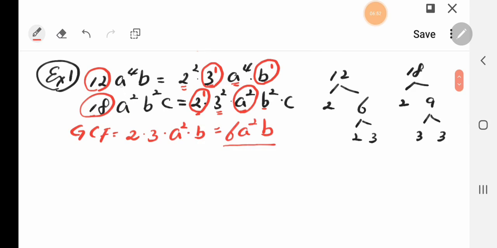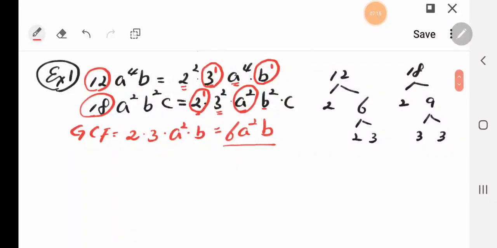And the variable a, as you see, a squared is smaller than a to the 4th power, so select a squared. And then for the common factor b, there's only one b, so we'll select 1b. And c is not a common factor, so leave it. So this is the greatest common factor.